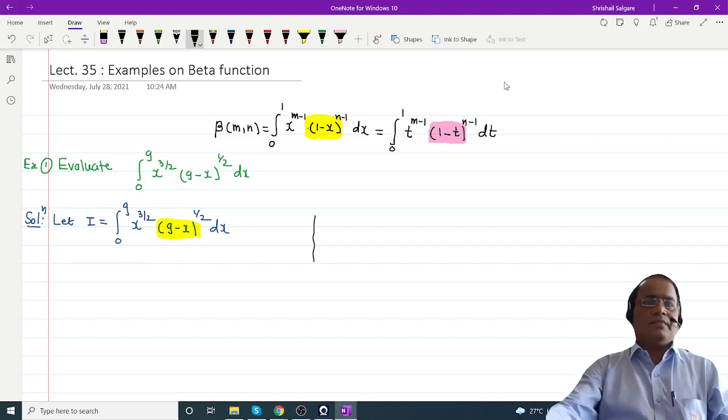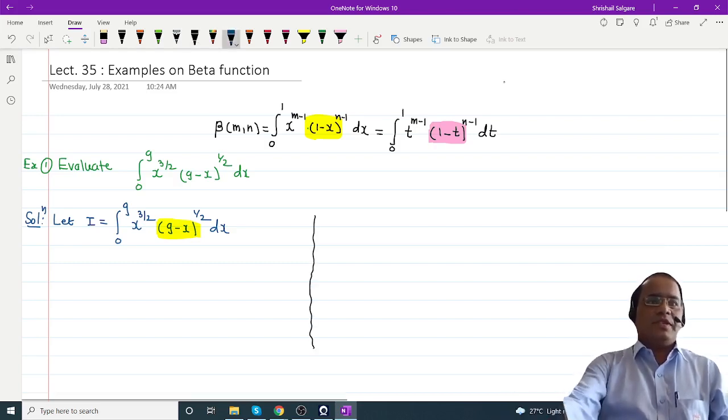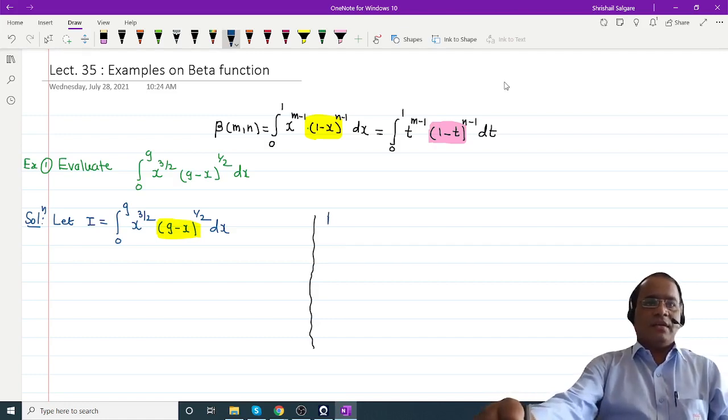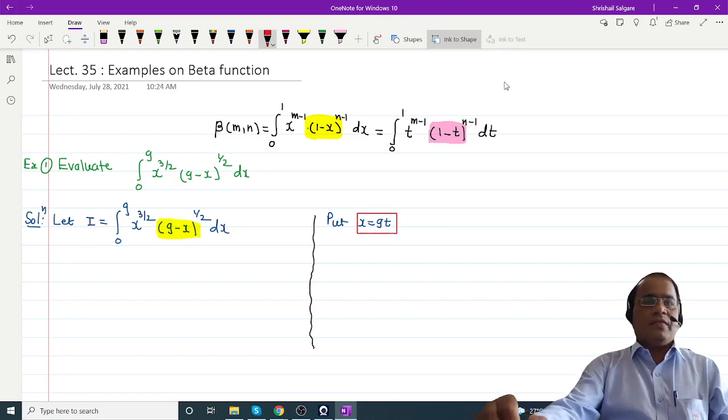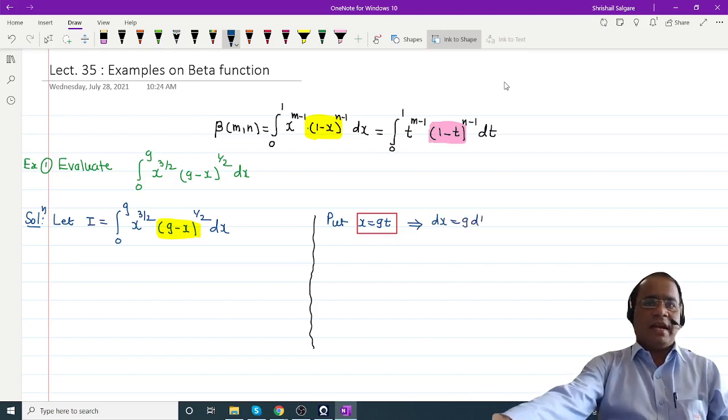Yes, Atharv? x is equal to 9t. Yes, very good. If you put x is equal to 9t, you will get the term 9 minus x as 9 into 1 minus t. So the substitution part I will write to the right side. Put x is equal to 9t. Why are we using this substitution? Remember, our focus is to obtain the kernel. So when you put x is equal to 9t, then you will get the 1 minus t factor. Therefore, if x is equal to 9t, now differentiating both sides, you will get dx is equal to 9 into dt, since 9 is constant.